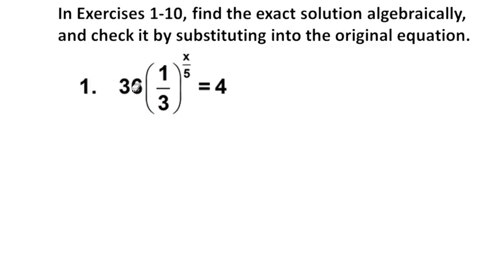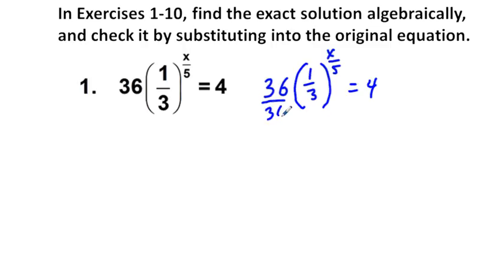So we have 36 times (1/3) to the power of x over 5 equals 4. So I'm going to first rewrite this equation. We have 36 times (1/3) to the power of x over 5, and that is going to be equal to 4. The first step is to try to isolate this x over 5. Our first step is to divide both sides of this equation by 36.